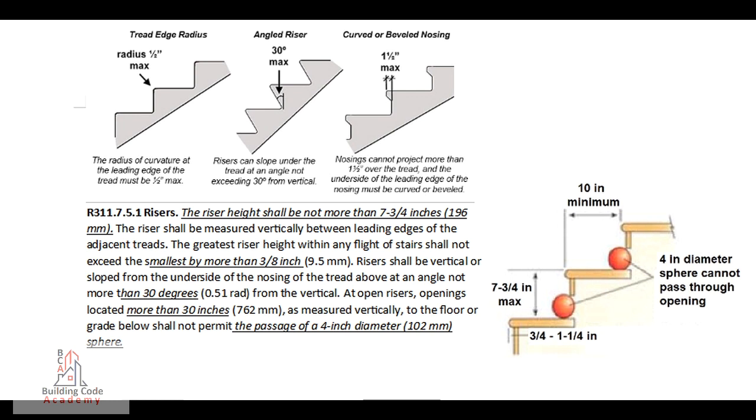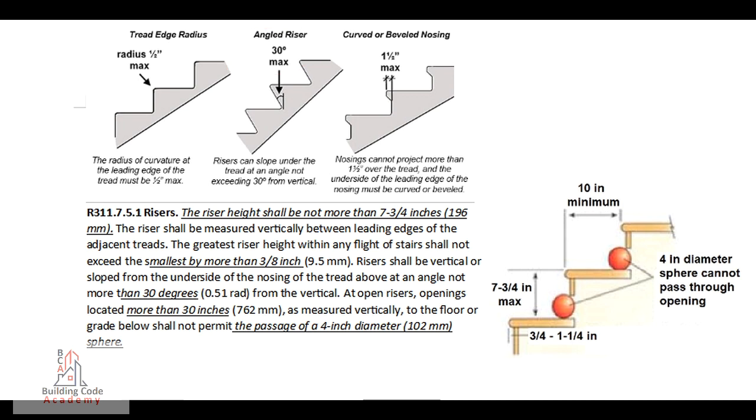R311.7.5.1 Risers. The riser height shall not be more than 7 3/4 inches, 196 millimeters. The riser shall be measured vertically between leading edges of the adjacent treads. The greatest riser height within any flight of stairs shall not exceed the smallest by more than 3/8 inch, 9.5 millimeters. Risers shall be vertical or sloped from the underside of the nosing of the tread above at an angle not more than 30 degrees, 0.51 radians, from the vertical.